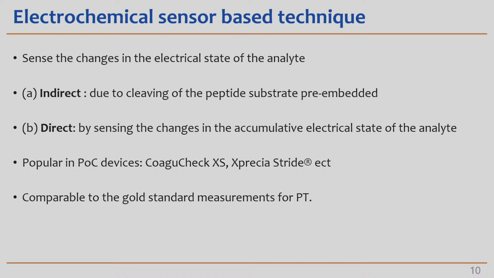The method that we are presently using is the direct sensing method. The direct sensing method is simple to understand. The fact is that whenever plasma clots, the unclotting plasma and clotting plasma exhibit different electrical properties.